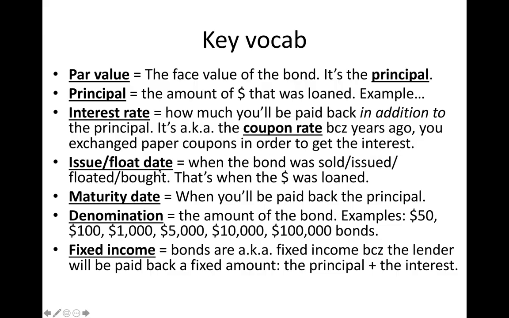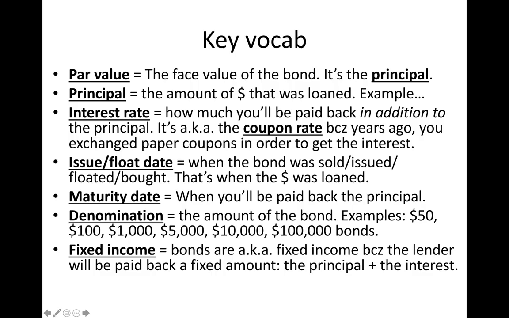The issue or float date is when the bond was sold or issued or floated or bought. All those things mean the same. That's when the money was loaned. In the example I just showed you, it was February 15th, 1977. That's when the bond started. The maturity date is when you'll be paid back the principal. In the example I just showed you, it was February 15th, 2007.